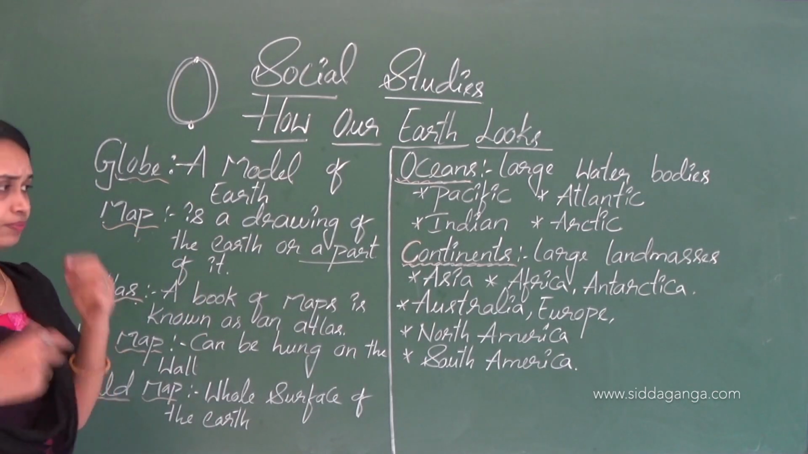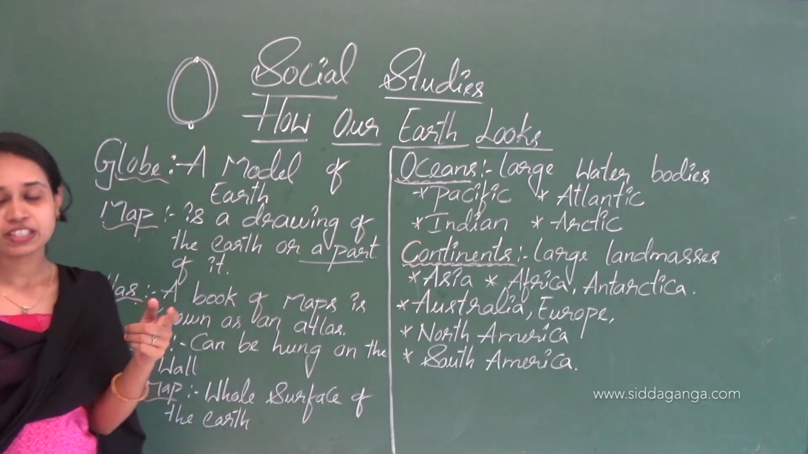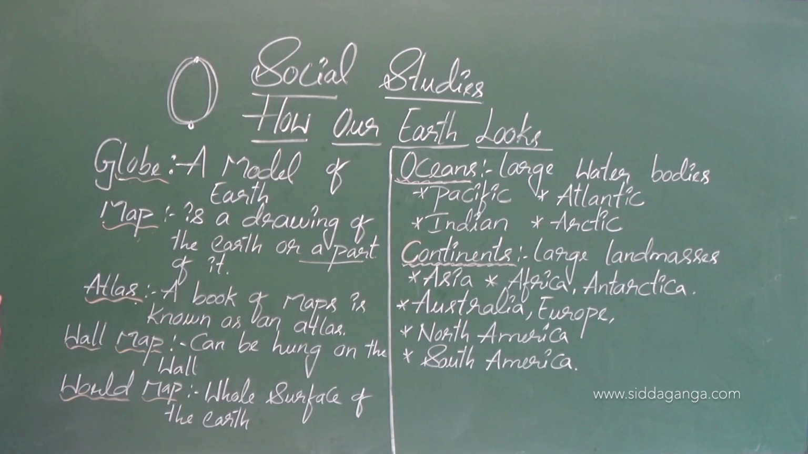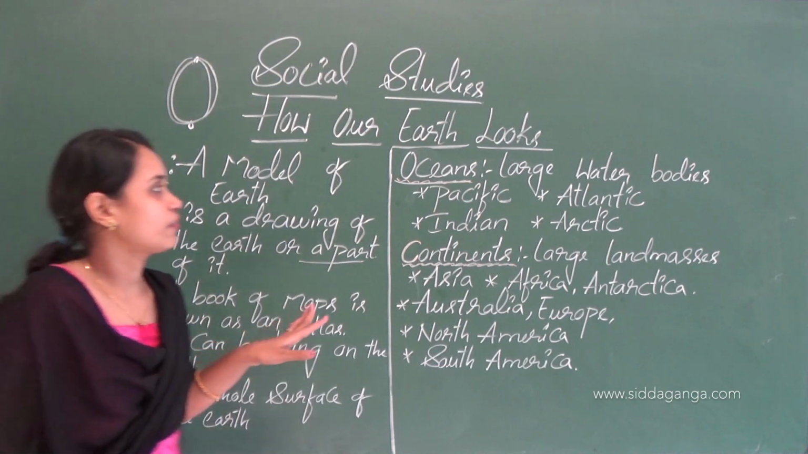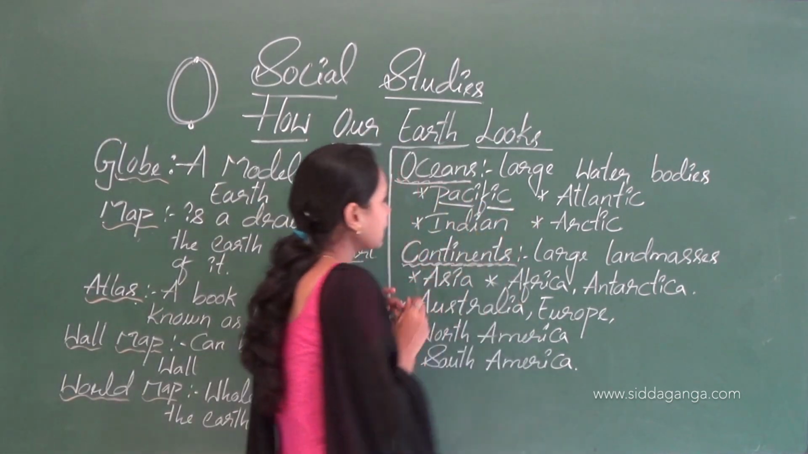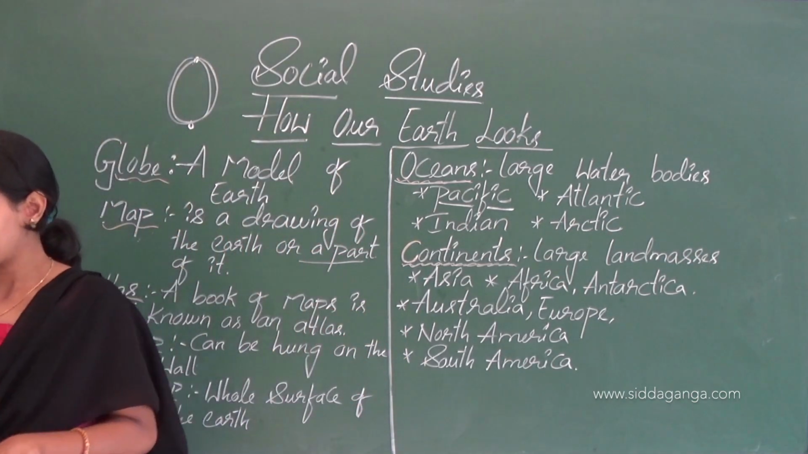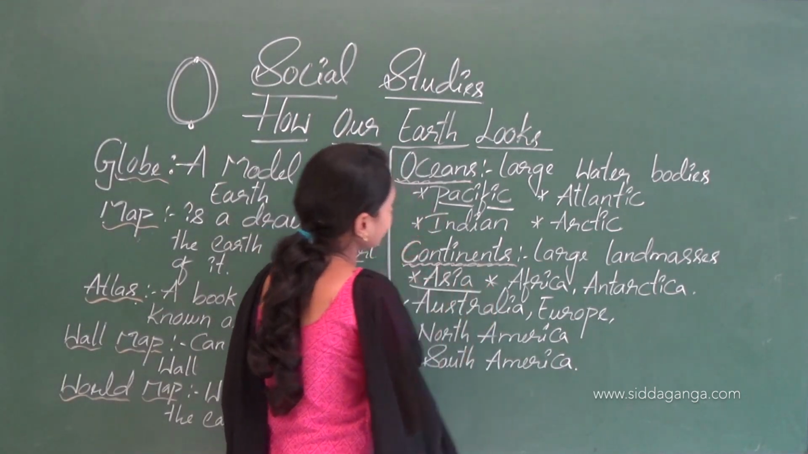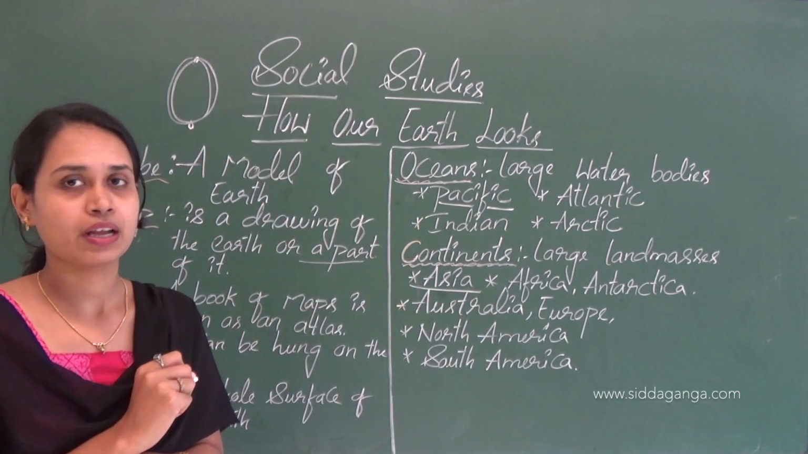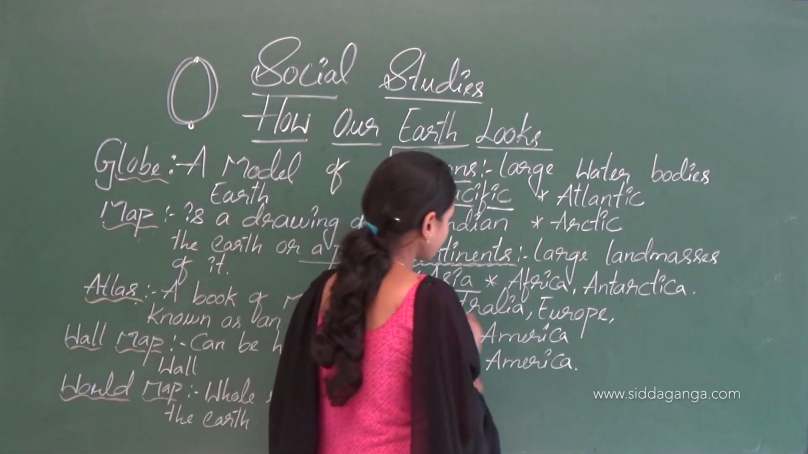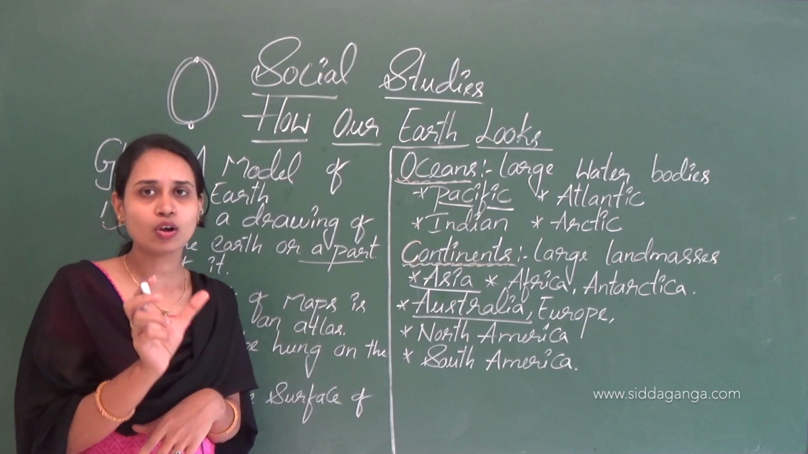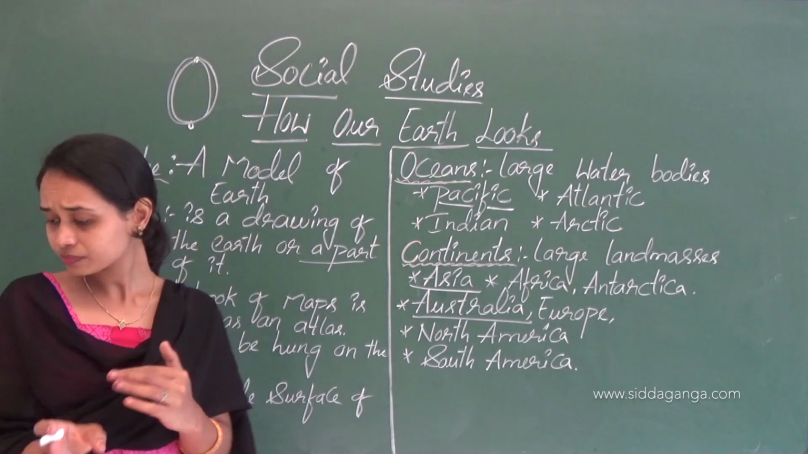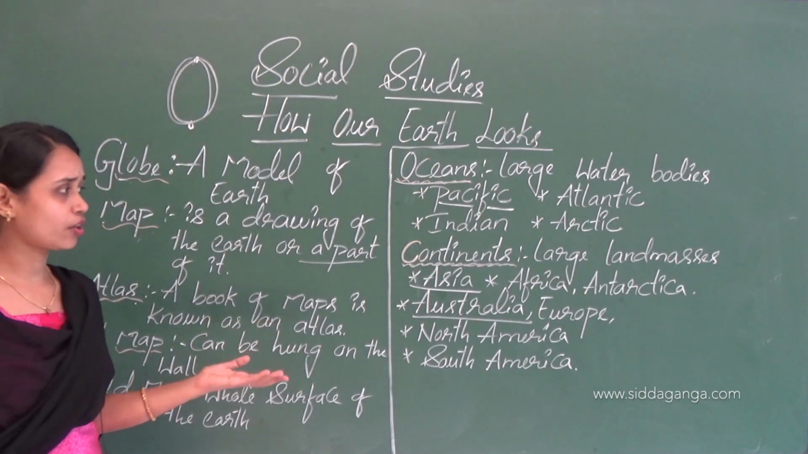Here the Pacific Ocean is the largest and also the deepest ocean in the world. Asia is the largest continent, and the smallest continent is Australia. Asia is large and Australia is very small compared to the other continents, okay.